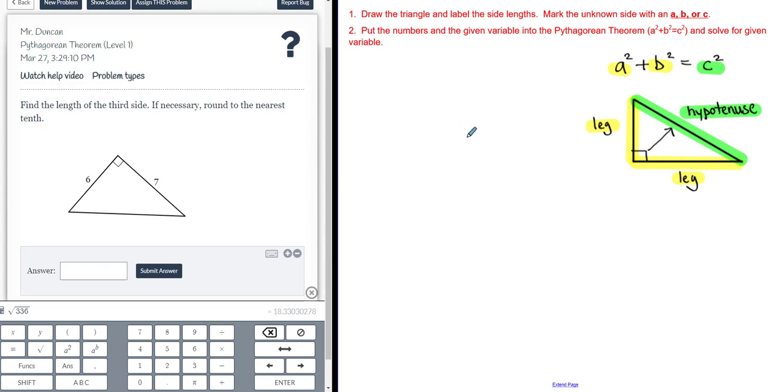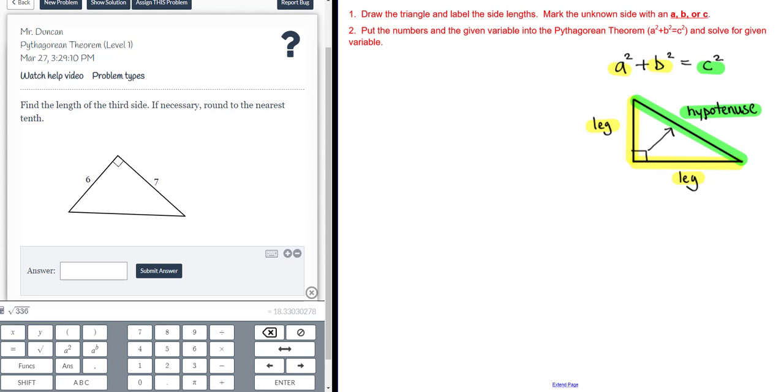All right, we're going to continue with the Pythagorean theorem. However, the first video had us solving for a leg, and in this case, we're going to solve for the hypotenuse. Number one, draw the triangle and label the side lengths. Mark the unknown side with an A, B, or C.